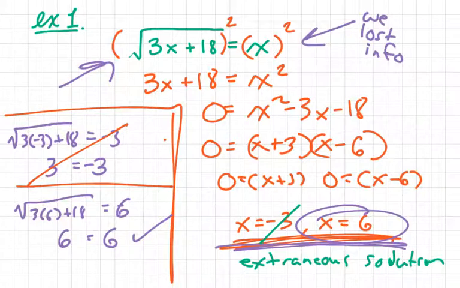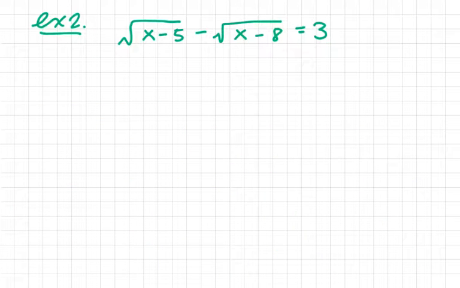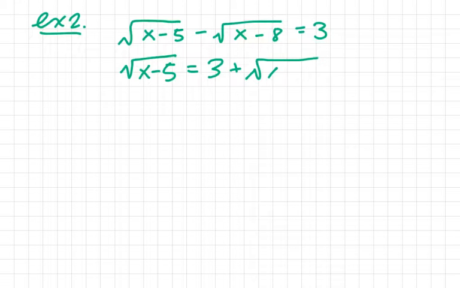Let's do another example. Okay, this one's slightly harder. We have to probably square twice in this example, and I'm just going to pick an arbitrary radical to move to the right. We have to isolate one of them in order to square it. If we were to just square the left side as it is right now, that's foiling, and we don't want to do that. We just want to square the radical. So we have to do it individually. So I'm going to move the one with the negative sign in front, and I'll get x minus 5 is equal to 3 plus radical x minus 8.